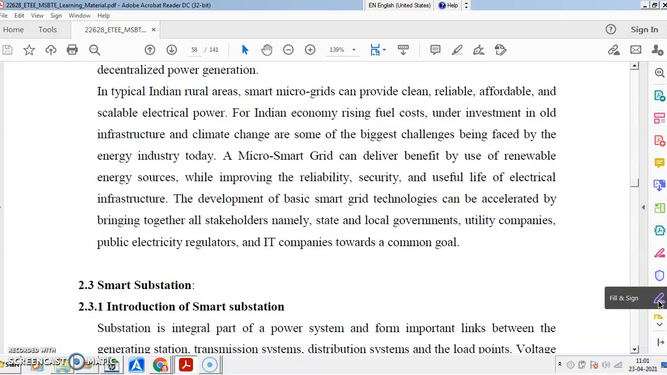So fuel pricing economically means more cost for the power plant. So individual investment, old infrastructure, conventional power plants, big power plants become a challenge. A microgrid can deliver such benefits: you have renewable energy sources which are free of cost. You can have improved reliability also. You may have security available also. You may have a longer useful life of electrical infrastructure also.